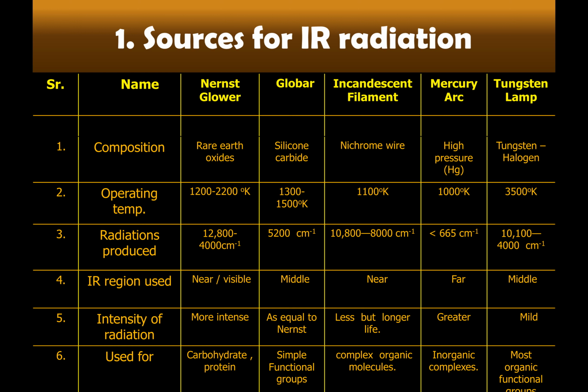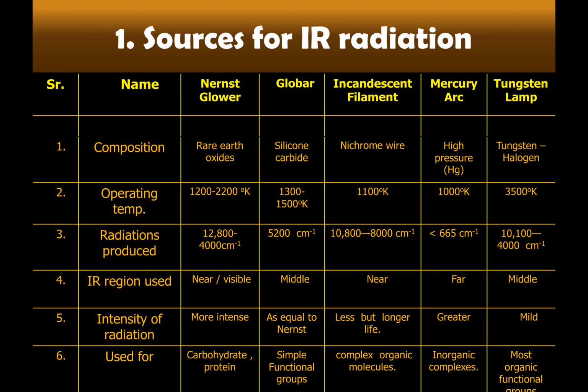Intensity of the radiation: with Nernst glower you get the most intense. With mercury arc also you get much intensity. Also with Globar you get much, but with tungsten filament and with incandescent filament you get milder, but they have longer life.